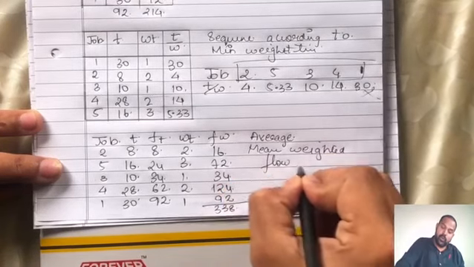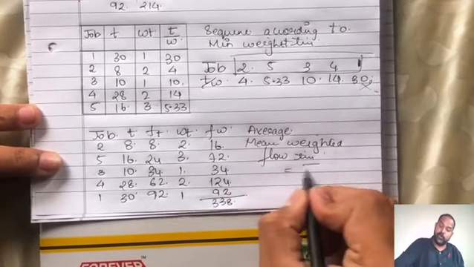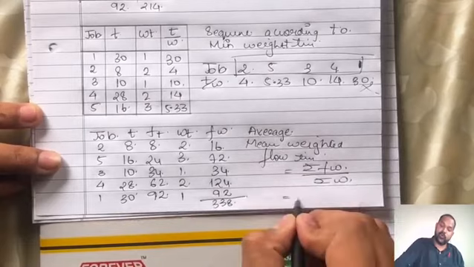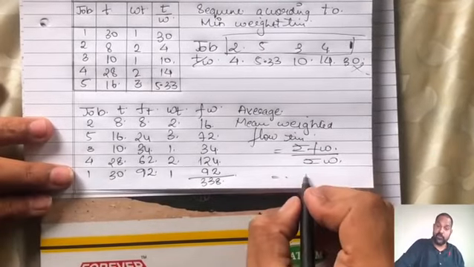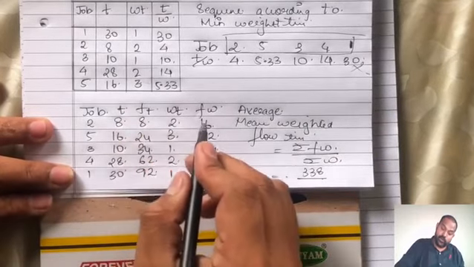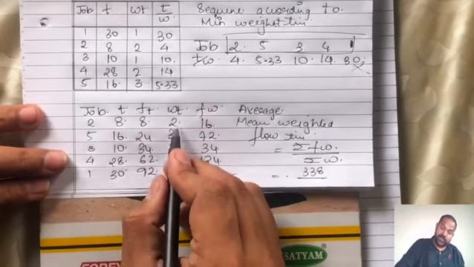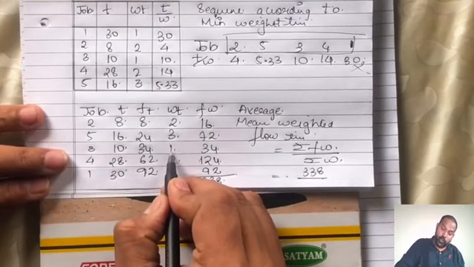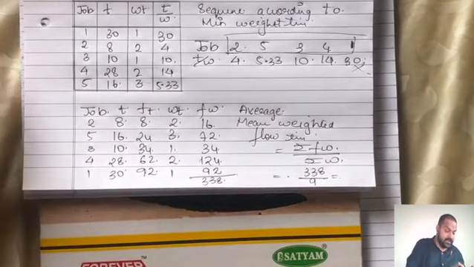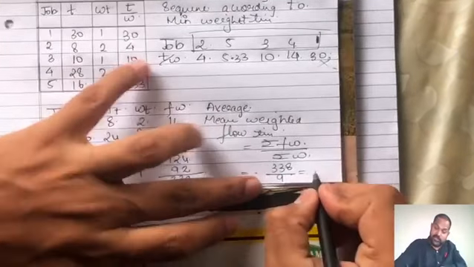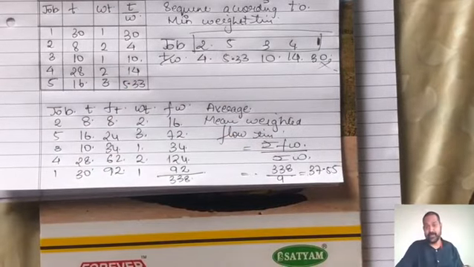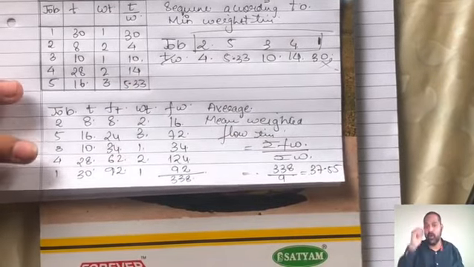flow time, it is going to be the sum of all the flows into the weights divided by the total of the weights. Sum of all the flows into the weights is 338, divided by the total of the weights, which is 2 plus 3 is 5, 2 plus 1 is 3, plus 1 is 4. The answer is 9. So the answer is 338 divided by 9, which is 37.55. And that is your mean weighed flow time.